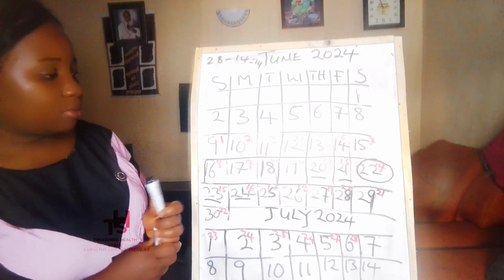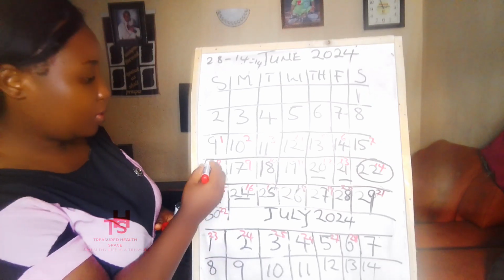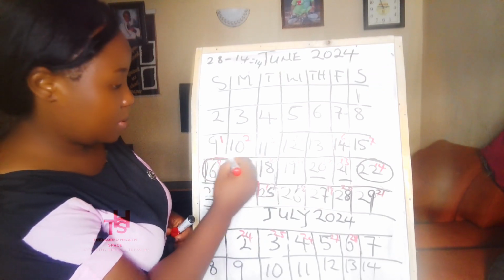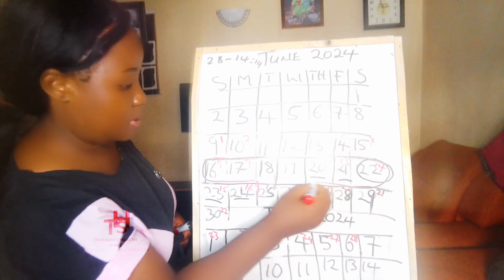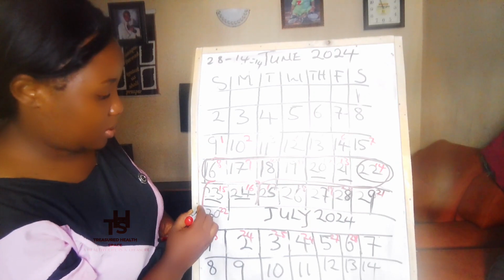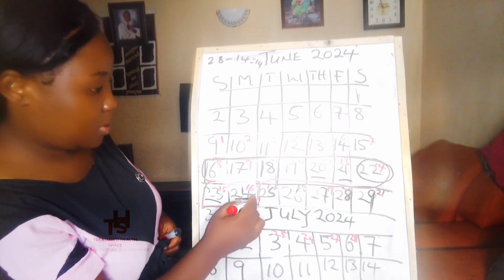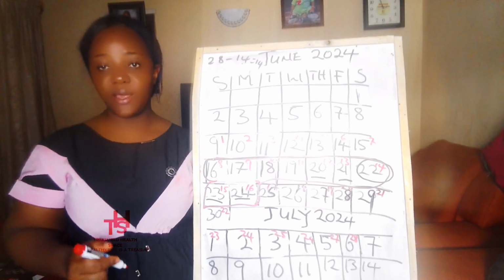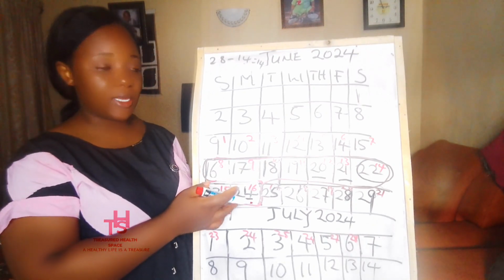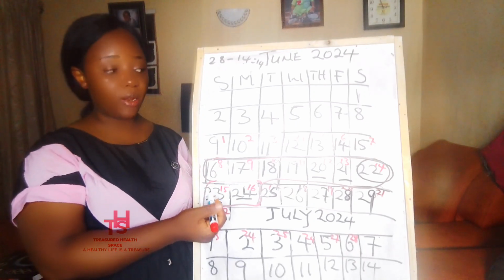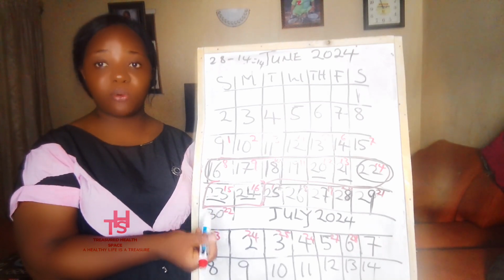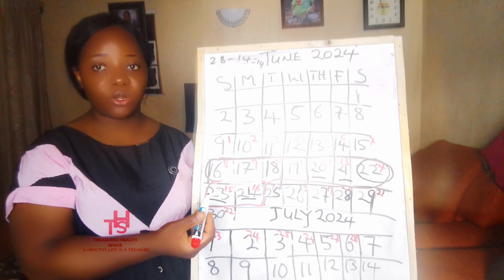Okay, from day 8 to day 16 of her menstrual cycle, that is her fertile window. So this is when you are most likely to get pregnant if you have unprotected sexual intercourse with your partner.